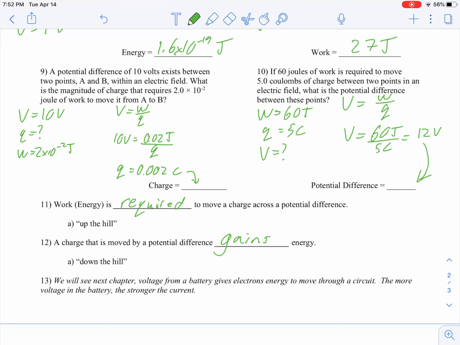So if a charged object is in a potential difference, it gets electric potential energy. If a massive object is on a hill, it has gravitational potential energy. Okay? Voltage is like electricity's hill. Okay, that's one way to think about it. All right, so number 13 says, we'll see next chapter, voltage from a battery gives electrons energy as they move through a circuit. The more voltage in a battery, the stronger the current. All right, kind of goes with what we've been talking about today.